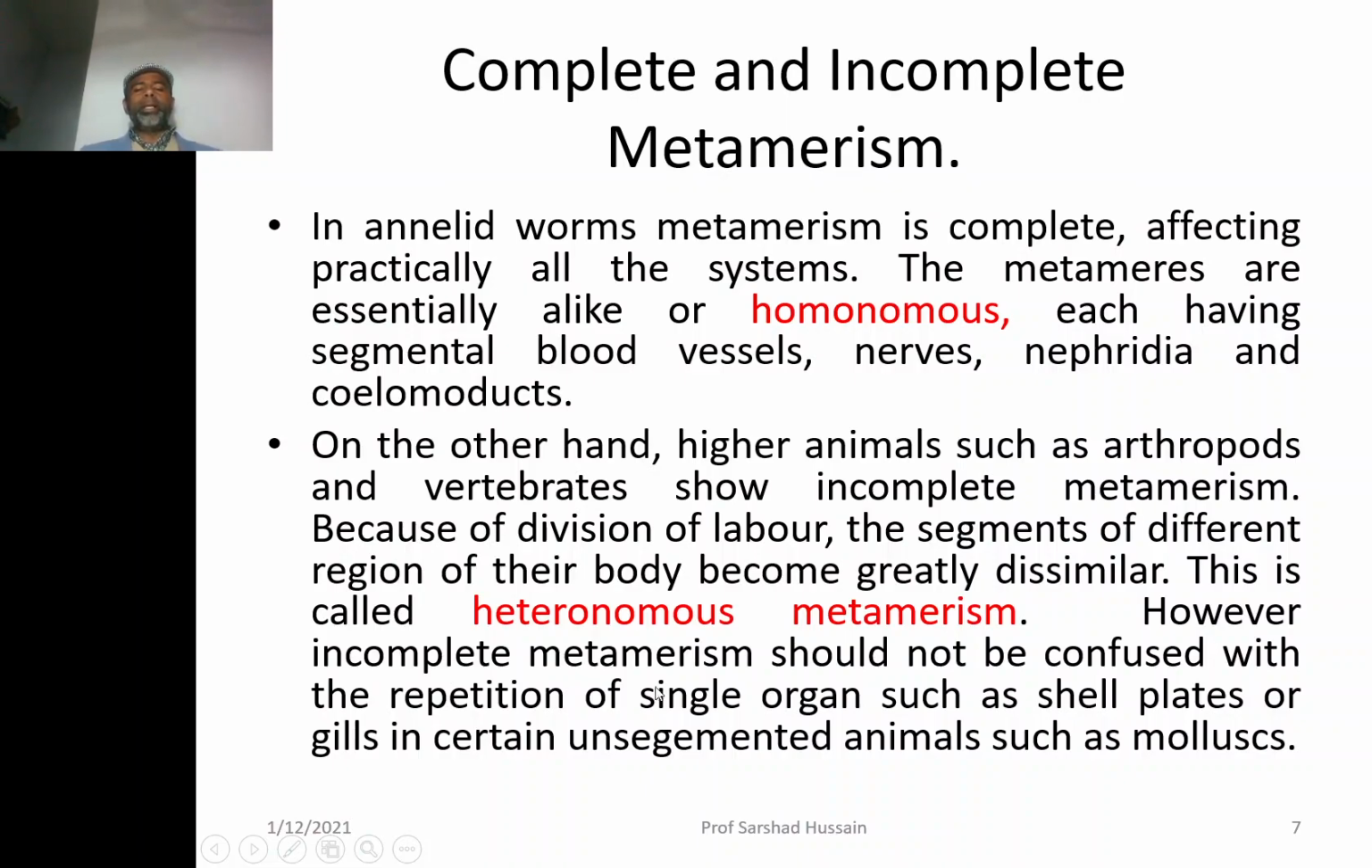However, incomplete metamerism should not be confused with the repetition of a single organ, such as shell plates or gills in certain unsegmented animals, such as mollusks. So the shells of mollusks may show some segmentation, but that is not incomplete segmentation. Accordingly, some lower animals do have repeated gills, but that is not incomplete metamerism.